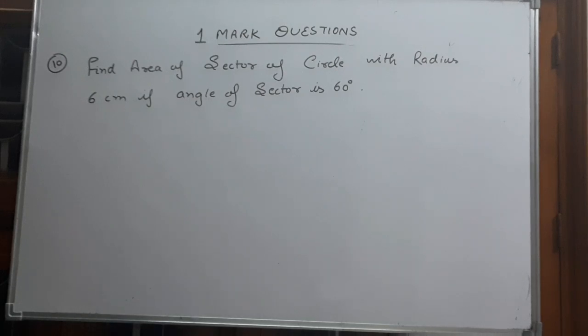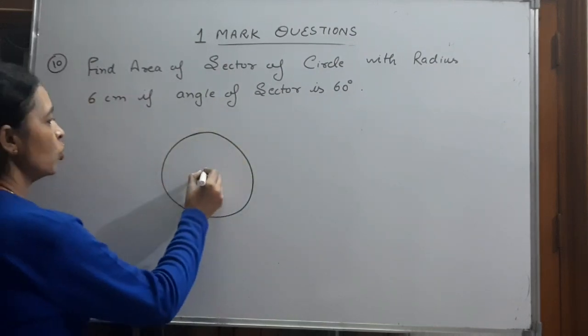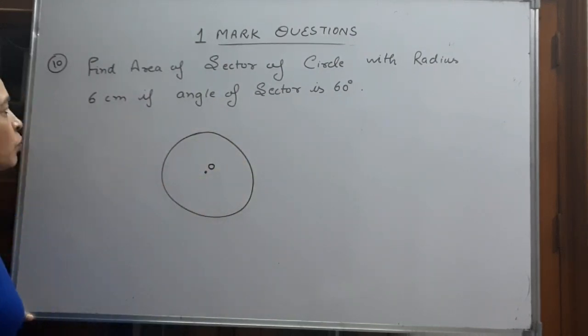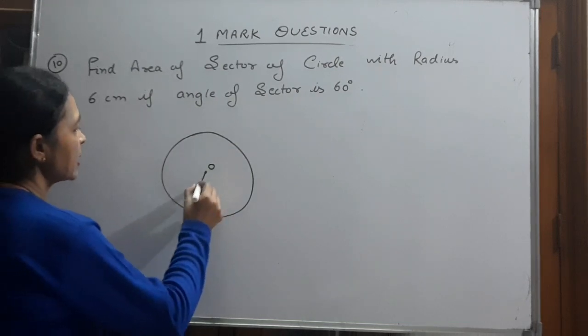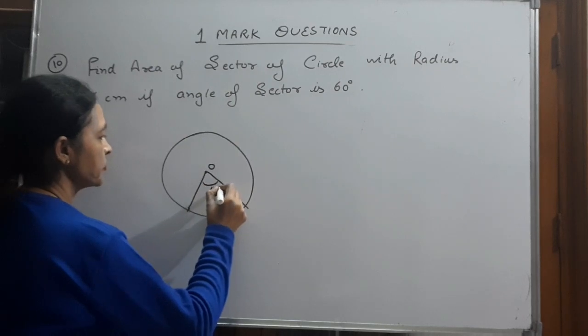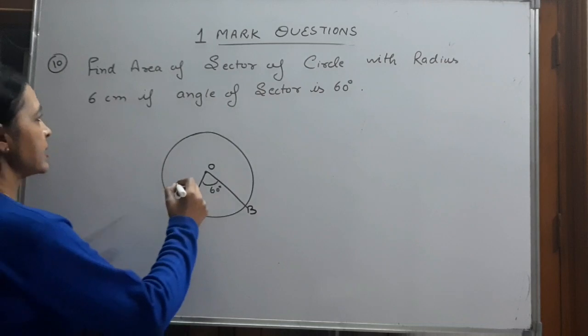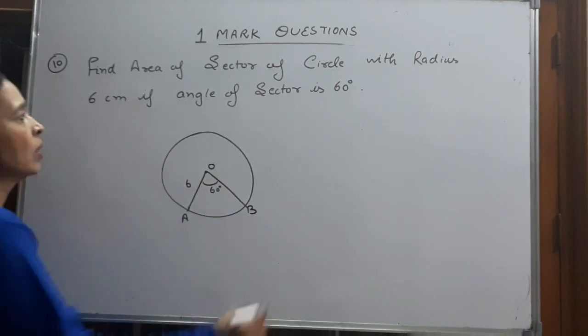Find the area of a sector of a circle with radius 6 cm. We have a circle with radius 6 cm. Let O be the center. We have to find the area of the sector. The angle of the sector is 60 degrees. Let OA and OB be radii, which are 6 centimeters.